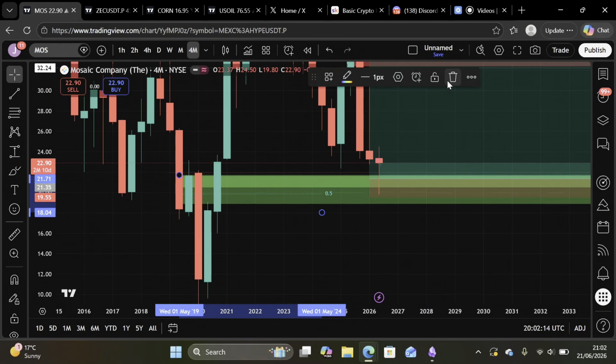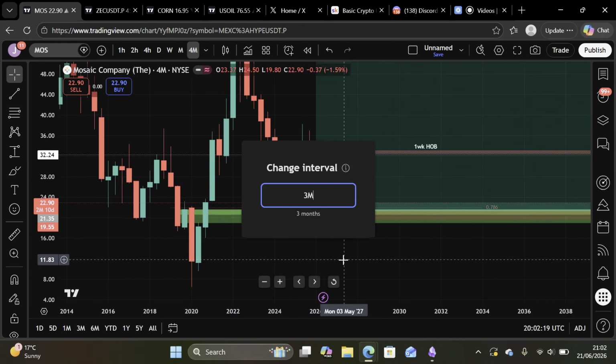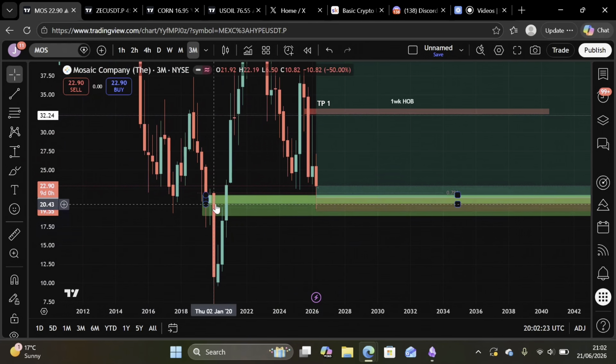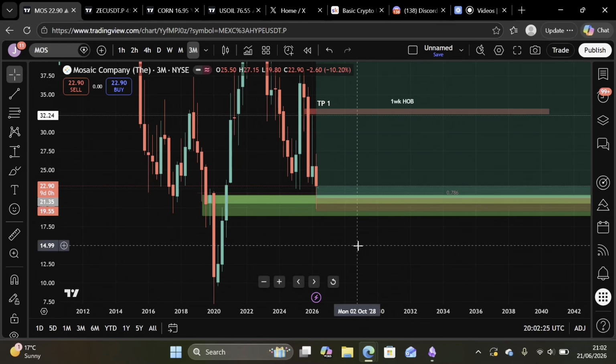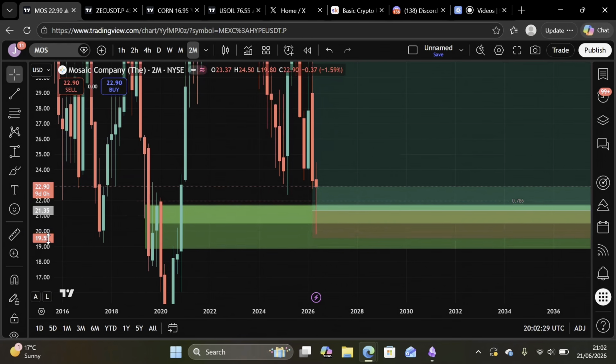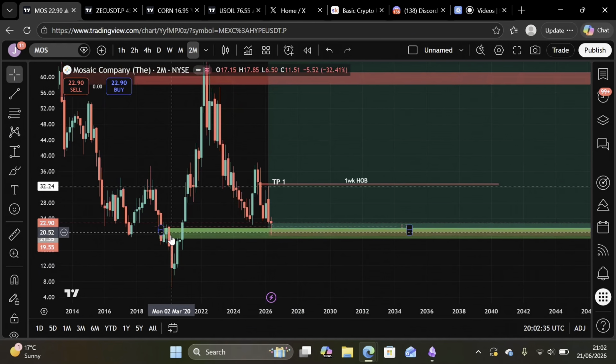And the fact that we have clean, fresh breaker blocks and hidden order blocks in multiple other time frames as well. So again, we have a clean 3-month hidden order block right there. A partial 2-month. The wick slightly tapping into this order block here. Anyways, you just get the point. Multiple high time frame hidden order blocks here.